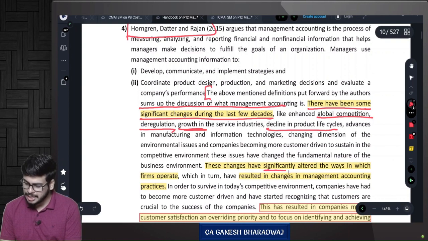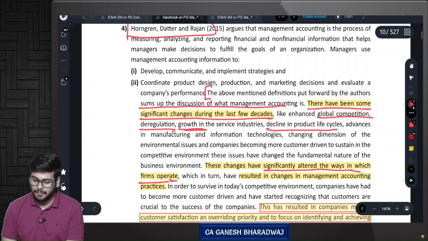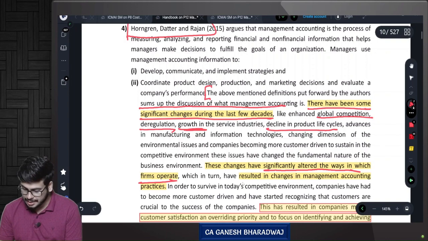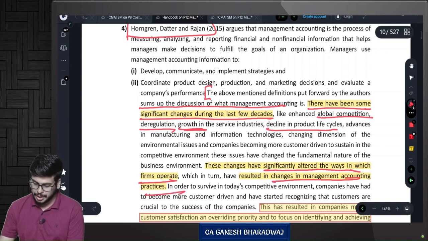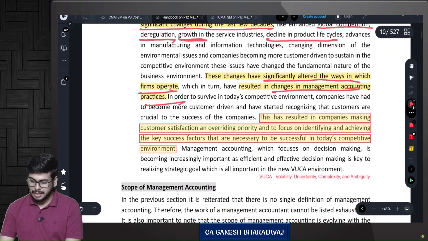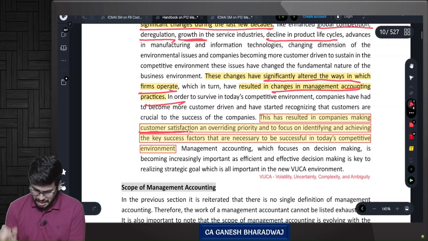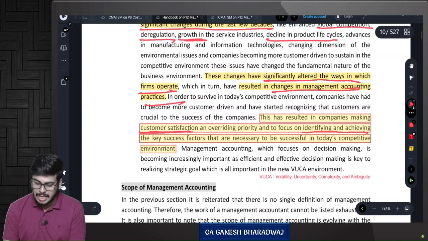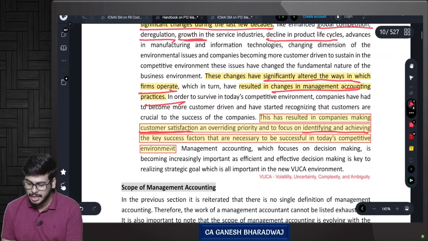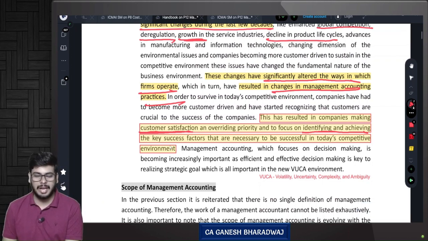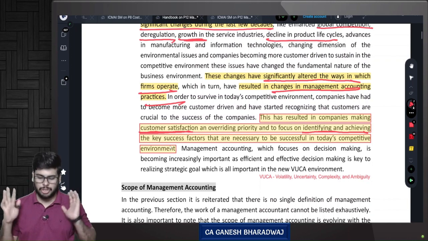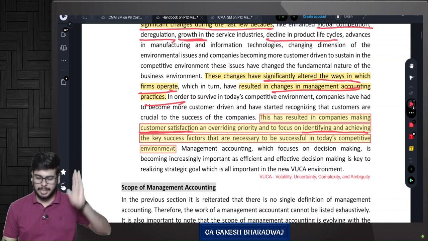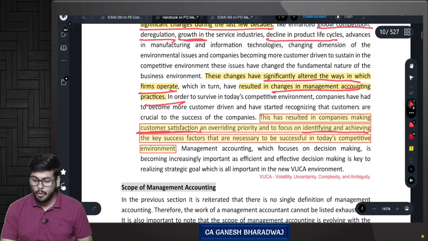These changes have significantly altered the way in which firms operate, which in turn has resulted in changes in management accounting practices. Clear? This has resulted in companies making customer satisfaction an overriding priority and focusing on identifying and achieving the key success factors necessary to be successful in today's competitive environment. Basically, I told you, the customer is the king; customer satisfaction is the topmost priority of any business.